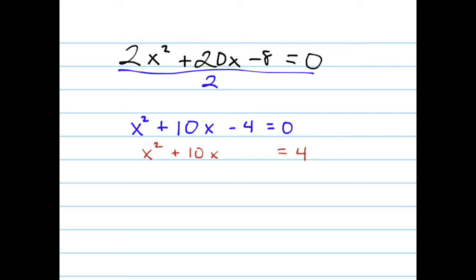Now we need to fill in that missing piece. So what goes in the blank there? Okay, so we take our 10, our b, divide by 2, and square. We get 5 squared, which is 25. And since we added a 25 on the left-hand side, we have to add a 25 on the right-hand side.